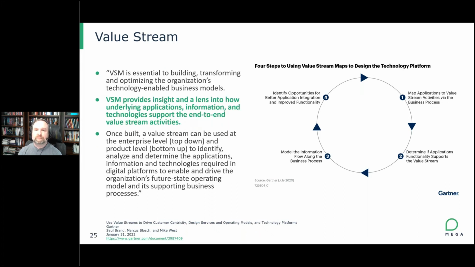Drilling down further, if we look within the different value stages of the value streams, we can then implement them using process perspectives or technological perspectives. This allows us to identify the applications and/or technologies, as well as the functionality needed to fulfill the vision of the value streams. We're going to then look at the information flows and data flows, and we're going to use this for opportunities to better manage and align the technologies and the integrations needed to make it real, to fulfill it in effect. So again, pulling from the middle of the quote here, value stream management provides insight and a lens into how underlying applications and information technology support the end-to-end value stream activities.